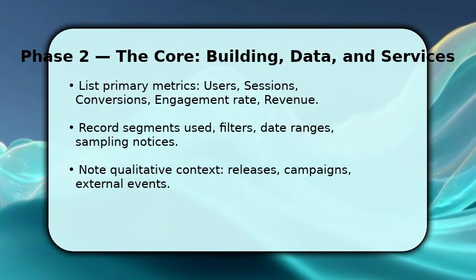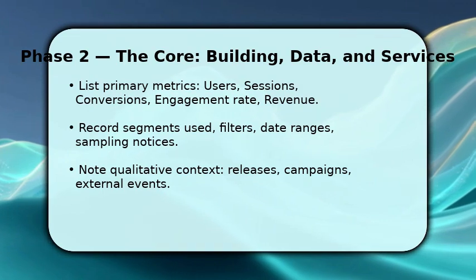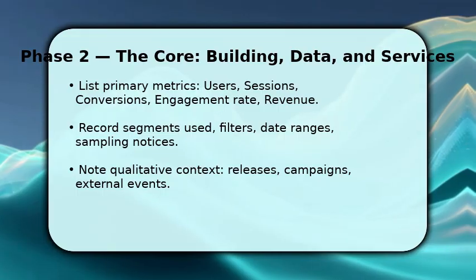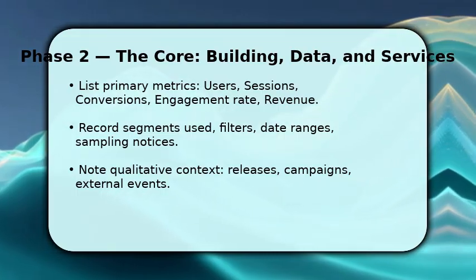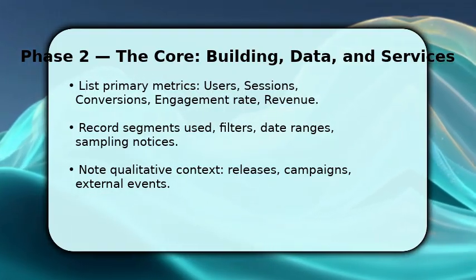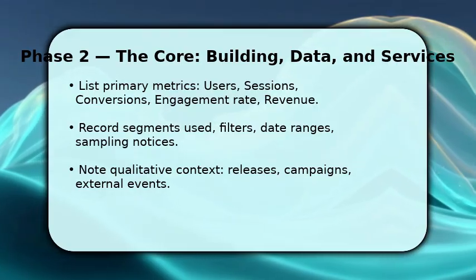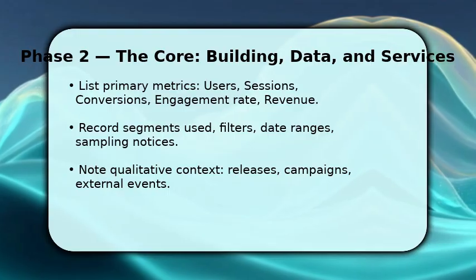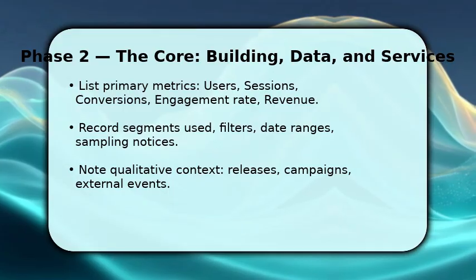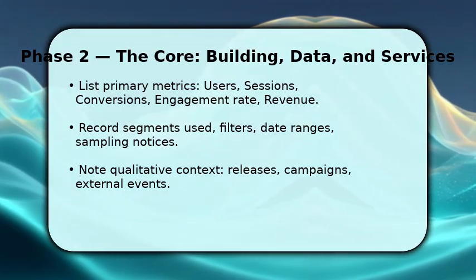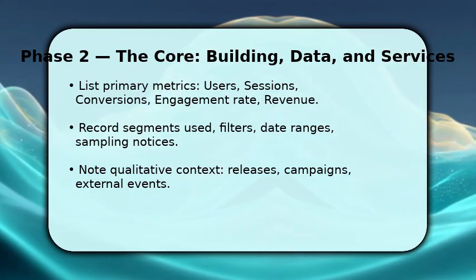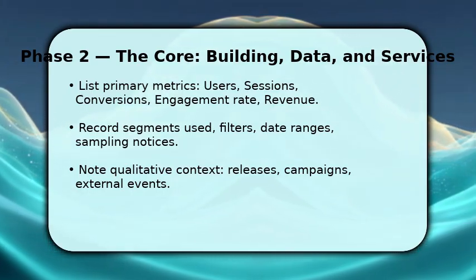You now collect the measurable and the context that gives them meaning. First, pull primary metrics: users, sessions, conversions, engagement rate, revenue, and paste exact numbers with date ranges. Then, document segments, filters, and any sampling warnings so results are reproducible. Also, write the qualitative context: recent releases, marketing campaigns, or outages that could skew data. Once done, link to the report or exploration and flag any anomalies for follow-up. This lets your notes serve as both snapshot and investigation launchpad.